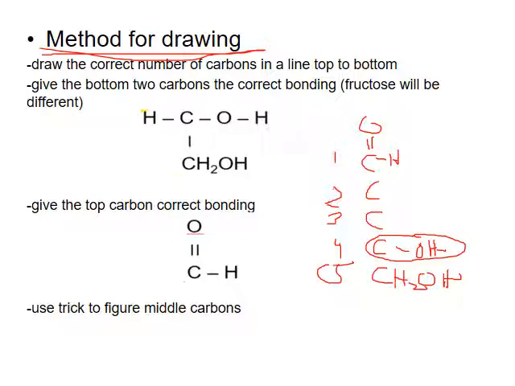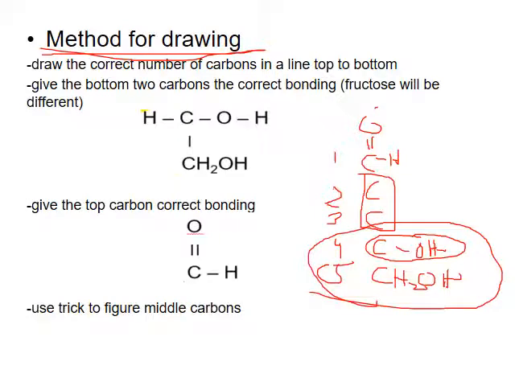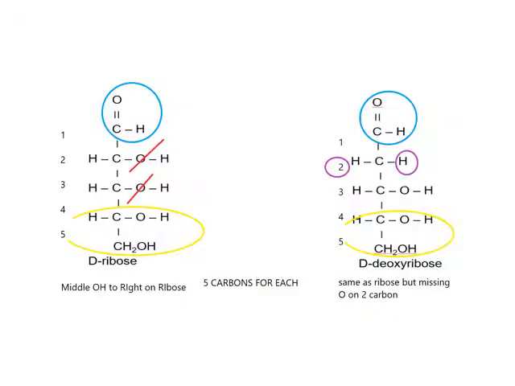We're not done, because now you have to finish up these two. But that's the start. The bottoms and the tops are the same for all of them. The difference will be the middles, and we'll talk about the middles next. Right, so let's look at ribose. Ribose has 5 carbons, like we just drew. Here's the bottom, and here's the top. Deoxyribose, same thing. 5 carbons, same tops and bottoms.